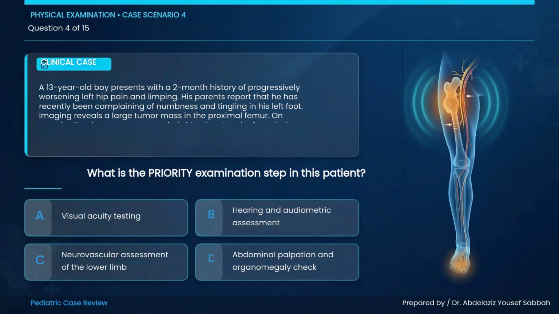Case 4. A 13-year-old boy presents with a 2-month history of progressively worsening left hip pain and limping. His parents report that he has recently been complaining of numbness and tingling in his left foot.